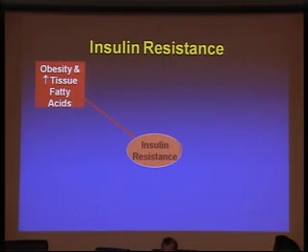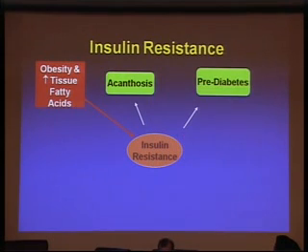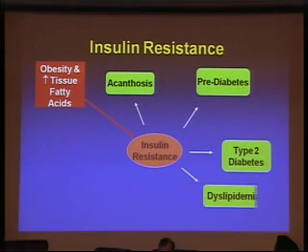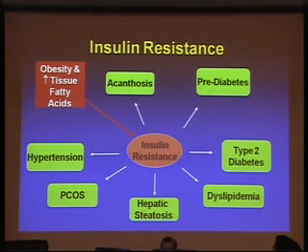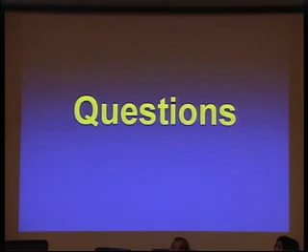So why is it important? Insulin resistance leads to acanthosis, prediabetes, type 2 diabetes, dyslipidemia, hepatosteatosis, PCOS, and hypertension. Other than that, it really doesn't do much. I think that is the key point that we're trying to address, and the idea here was to get some ideas about how to measure it and what would be accurate for the kinds of studies that you're doing. Thank you.